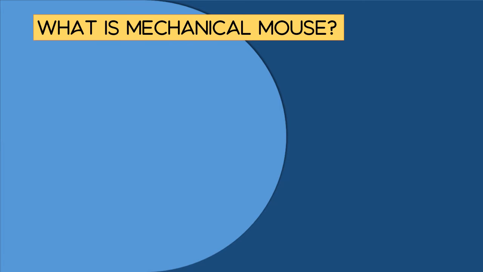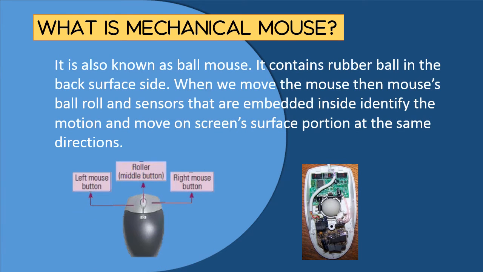What is a mechanical mouse? It is also known as a ball mouse. It contains a rubber ball on the back surface side. When we move the mouse, the ball rolls and the sensors embedded inside identify the motion and move the pointer on the screen in the same direction.